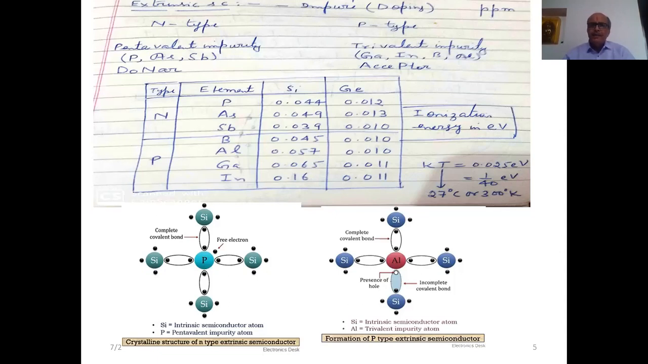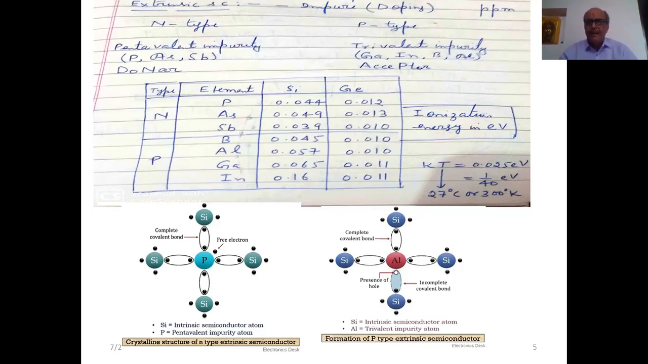So n-type semiconductors are obtained by adding pentavalent impurities to it. There are several examples of pentavalent materials like phosphorus, arsenic, and antimony. In fact, if you look at the table here, you have the ionization energy in electron volt of all these impurities for n-type and p-type. For p-type, we make use of trivalent impurities. I will explain why trivalent in p-type and pentavalent in n-type. But examples of trivalent impurities are gallium, indium, boron, and aluminum. And they are called acceptor impurities.